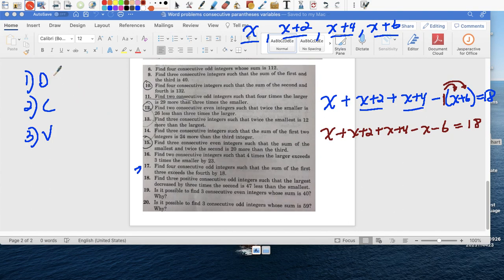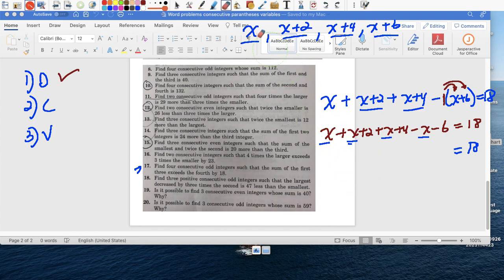Right? So distributive property done. Combine like terms. Can I combine? Yes, you can. There's a lot to combine. On the right side, there's nothing. But on the left side, I can combine everything that's x. I've got x plus x plus x minus x. So that's just going to give me 2x. And then I have 2 plus 4, which is 6. And 6 minus 6 is 0. So I'm just left with 2x equals 18.